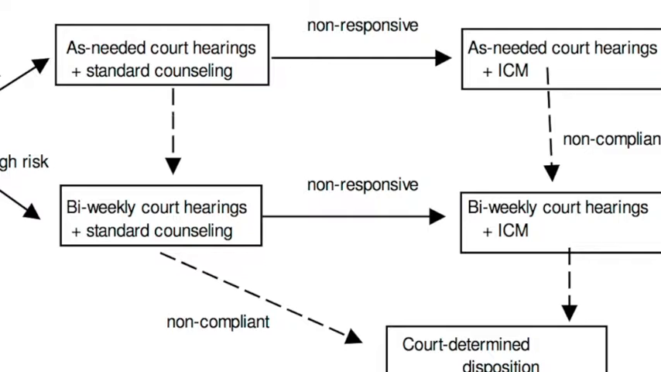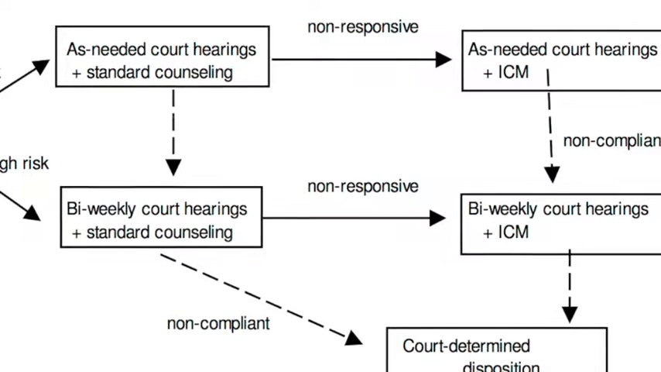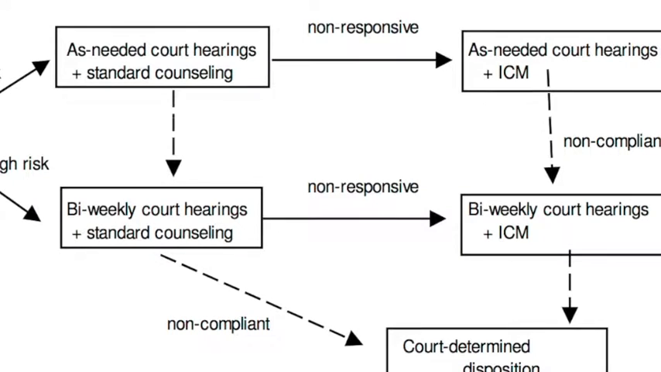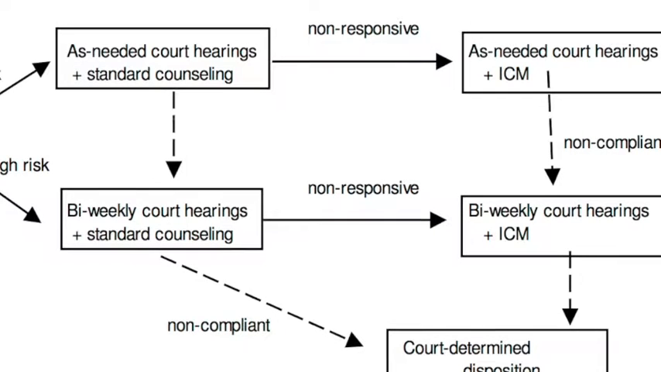So non-compliant, what this means is they're not following the rules of the program. One of the rules is to provide a urine screen every week. So if they don't show up for a certain number of urine screens, that's non-compliance. Of course, if they commit another infraction, that's non-compliance. If they don't show up to a certain number of counseling sessions, that's considered non-compliance.